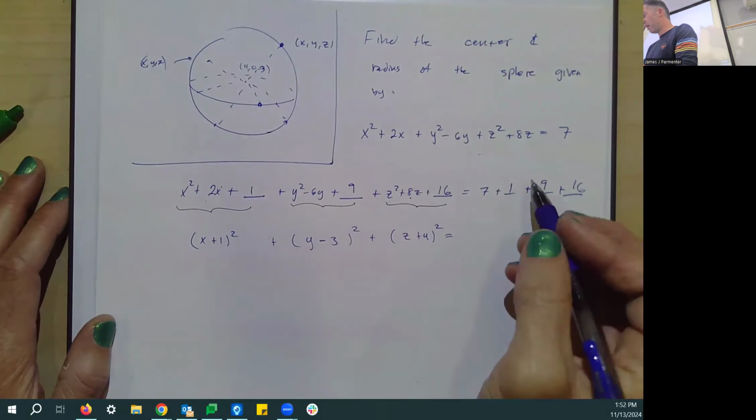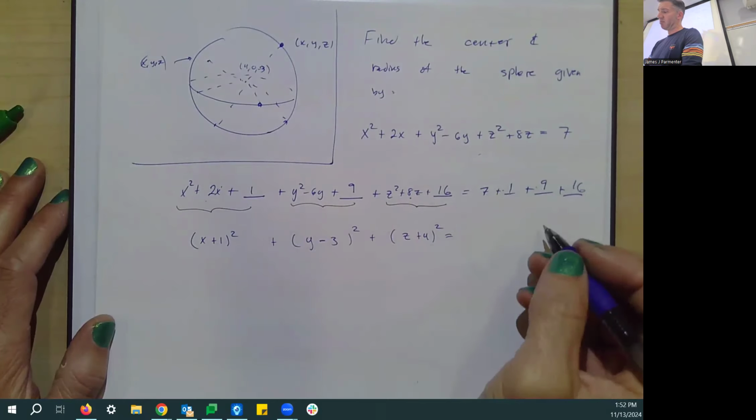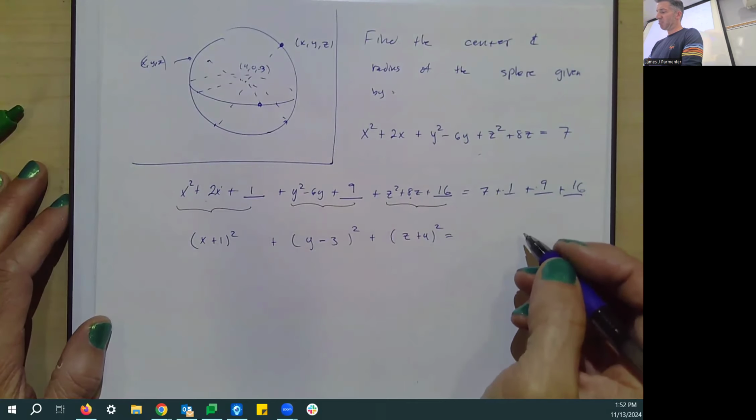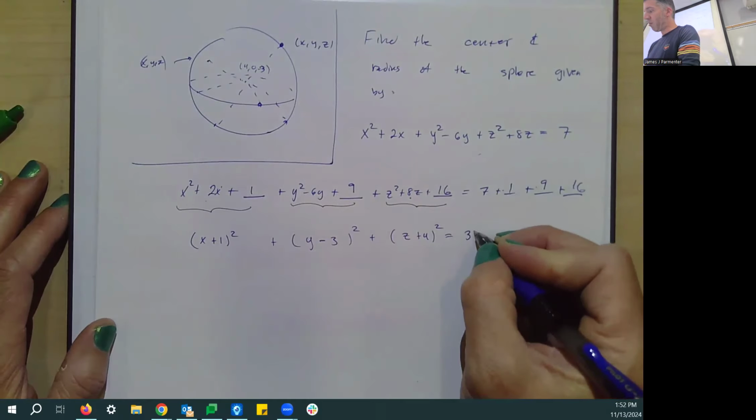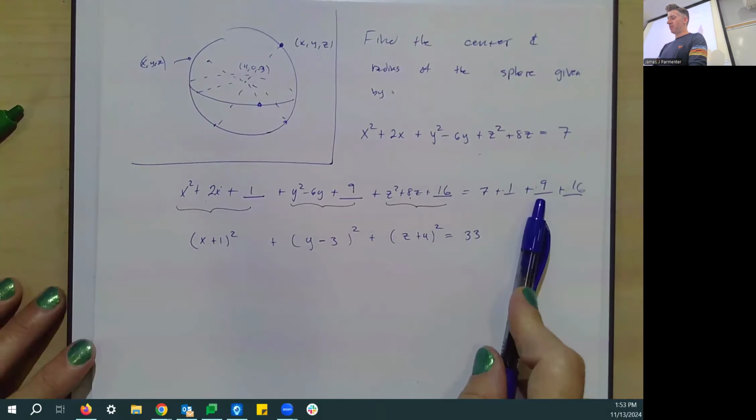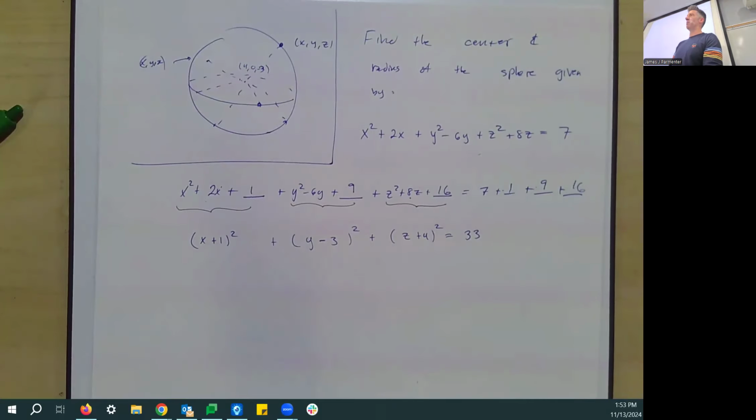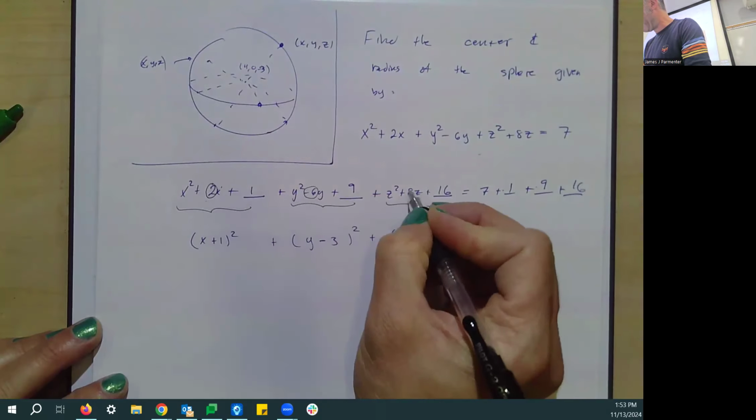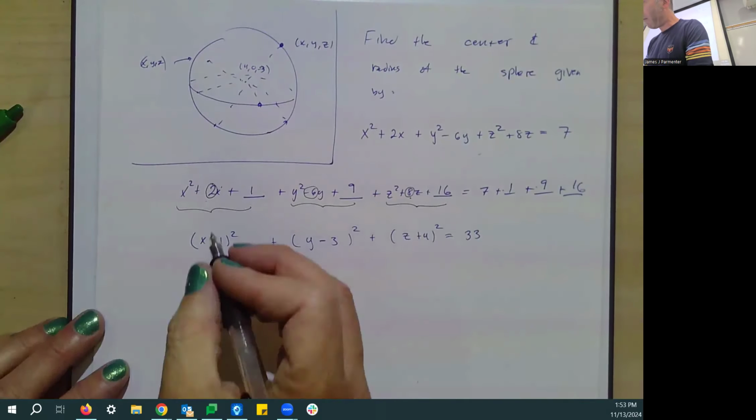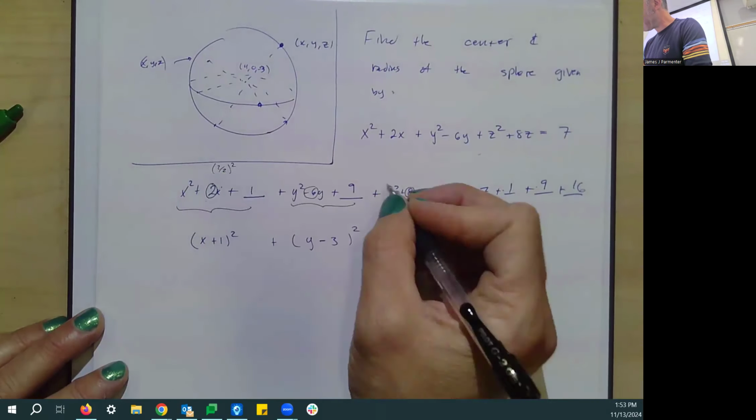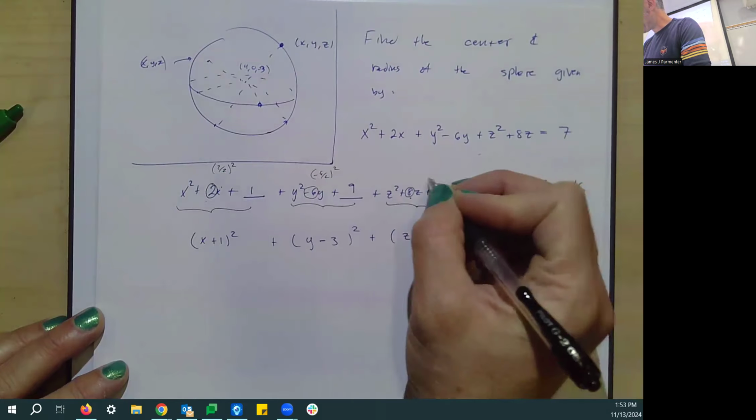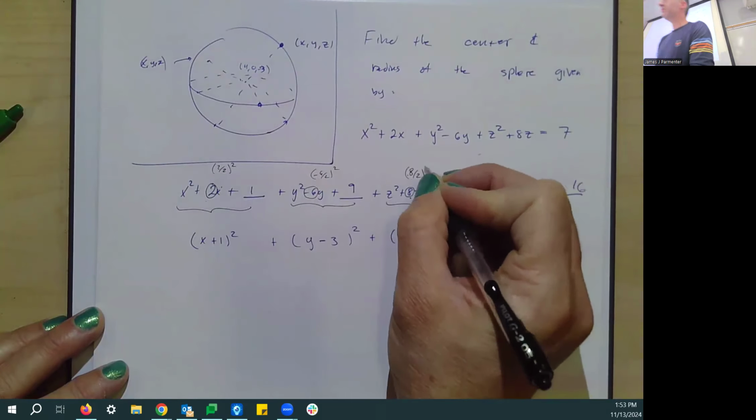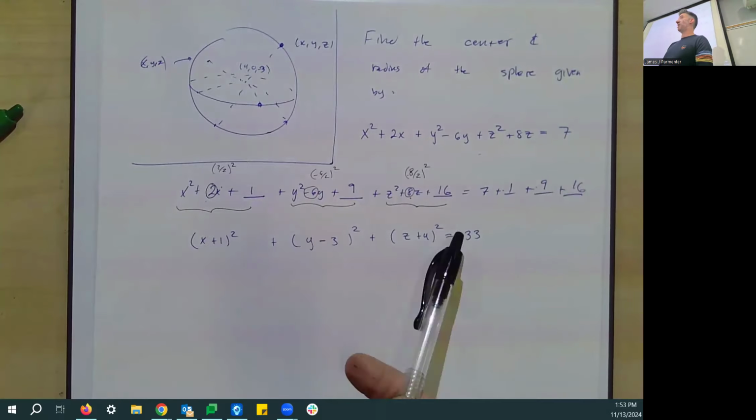On the right-hand side, I miscalculated. That's okay. 7 plus 1 plus 9 plus 16 is 33. 16 plus 9 is 25, 26, yeah, 33. I was going for 36, but I miscalculated. The way I got those was I took the coefficient of x, of y, and of z, cut them each in half, and then squared them. But this added stuff on the left, I also added on the right.